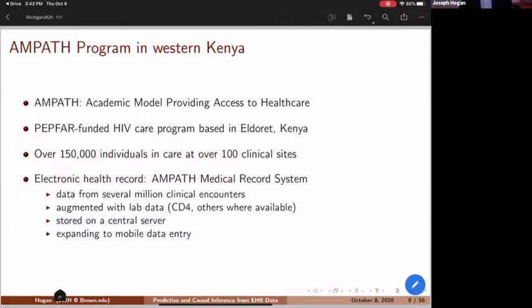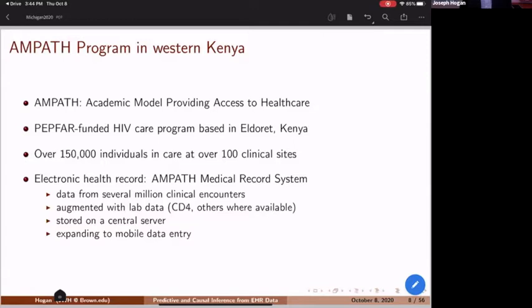I've encountered a lot of these kinds of questions in my work with the AMPATH program in Kenya. I've been working with AMPATH for about 13 years now. AMPATH stands for Academic Model Providing Access to Healthcare. It's a large HIV care program that was started with US government funding, actually under the George Bush II administration. About $15 billion of funding went into providing HIV care for different countries around the world where the pandemic was really getting out of control.